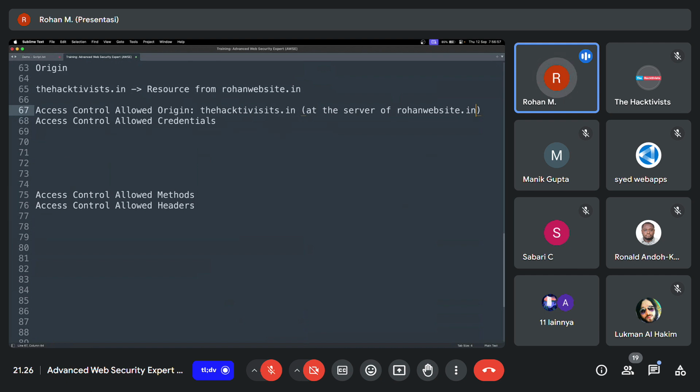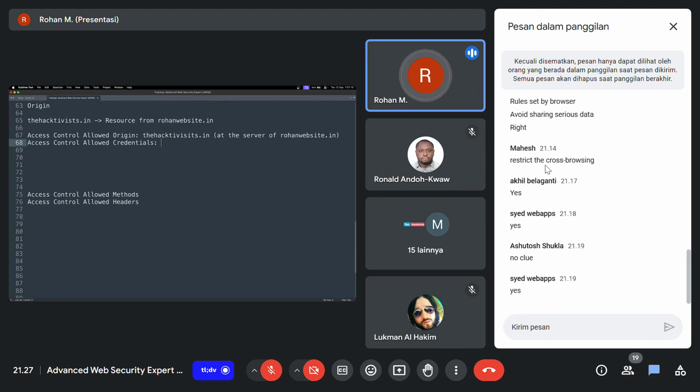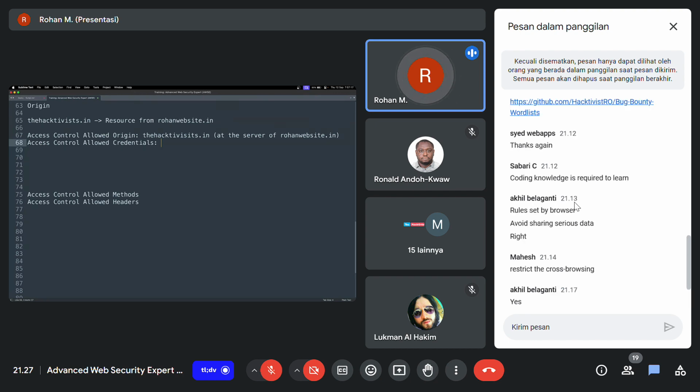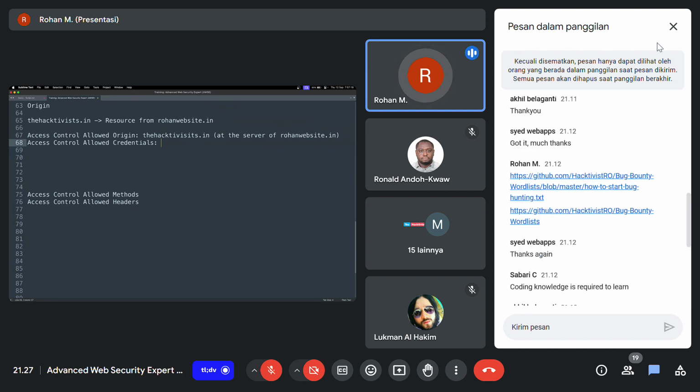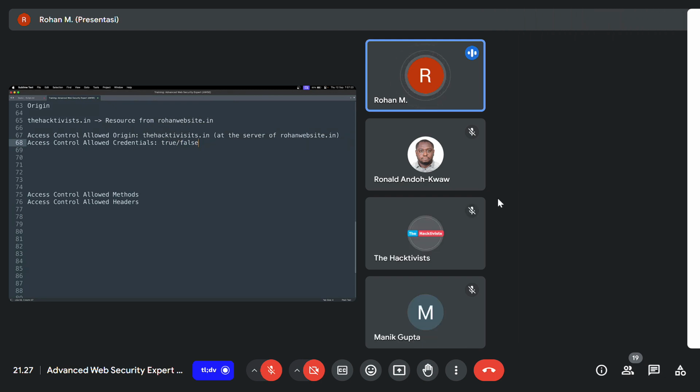The next part that we have is access control allowed credentials. Majority of us think of credentials here as username and password. In this case, CORS credentials here refers to the session token, like you have a JWT or you have a session key. All of those will be falling under credentials. The possible values of access control allowed credentials are boolean. It can either be true or it can be false.